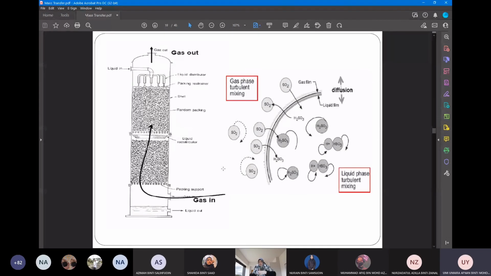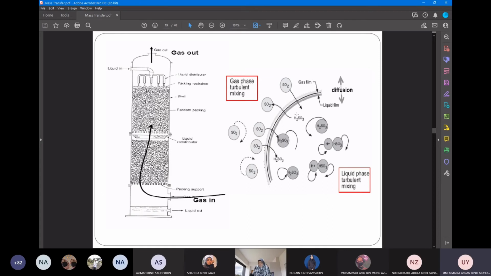If you have a bulk of liquid and a bulk of gas, the efficiency of the gas absorption will not be high. It will be small, so it is not efficient. Since it occurs in the thin film, you need to increase the contact area. So the gas will diffuse in the liquid.